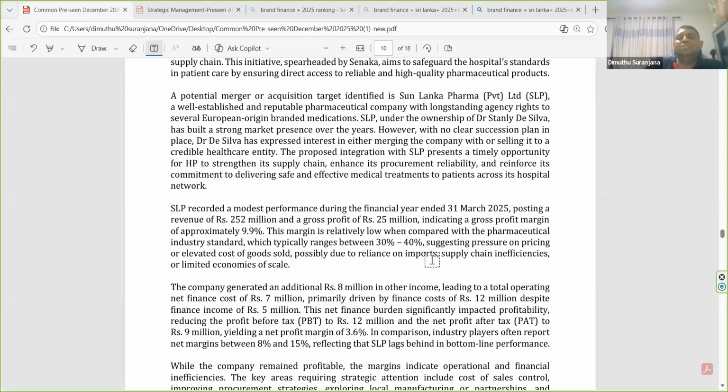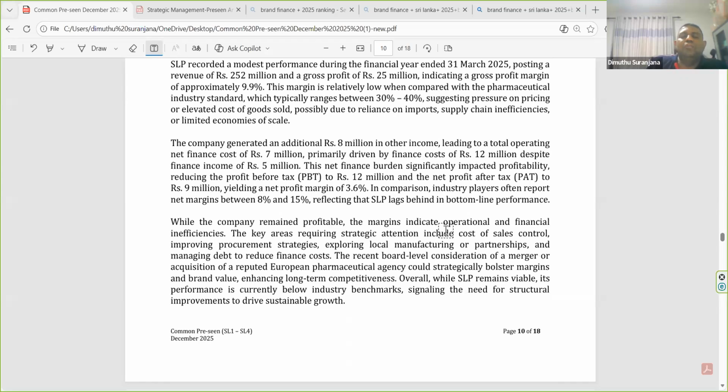The proposed integration with SLP presents a timely opportunity for HP to strengthen its supply chain and enhance its procurement reliability. If we acquire a pharmaceutical company, that means forward integration, no? And reinforce commitment to delivering safe and effective medical clinical integration across its hospital network.